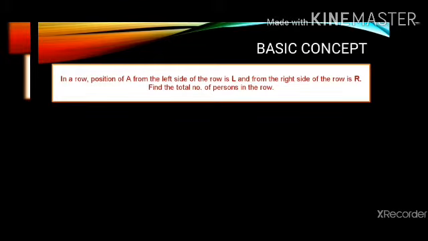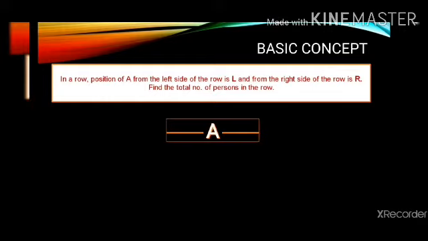Now, let us understand the basic concept behind ranking. For instance, in a row, the position of A from the left side of the row is L and from the right side of the row is R. You have to find out the total number of people that are there in the row. This means there are L minus 1 people sitting to the left of A, not L people. L minus 1. L is A's position.